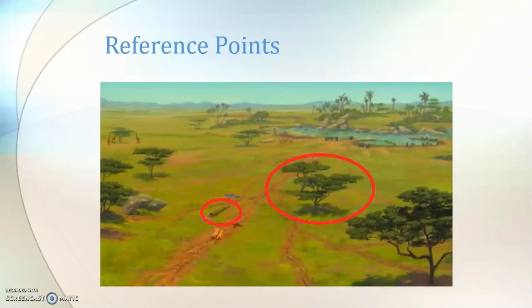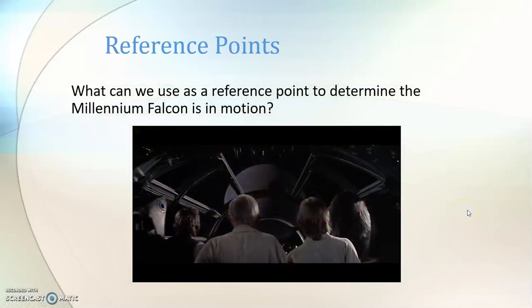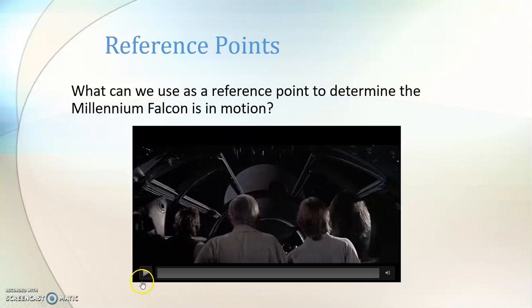So two reference points that I picked out in this video were this log here and also this tree because they're not moving. So you can see Simba and Nala walking closer to them, and that's how you can tell that they're in motion. This next clip is from Star Wars, so see if you can spot any good reference points to show that the ship that they're in is in motion.